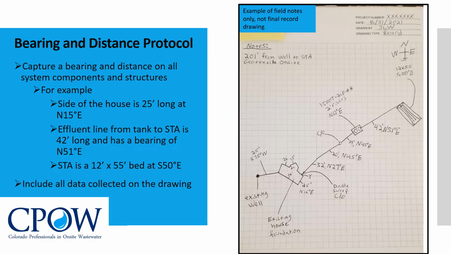Bearing and distance protocol. Be sure to capture the bearing and distance on all system components and applicable structures. In this example, the easterly side of the house is noted as being 25 feet long and at a bearing of north 15 degrees east. The effluent line from the tank to the soil treatment area is 42 feet long at a bearing of north 51 degrees east. Be sure to include enough data to ensure that each component can be quickly and accurately located.